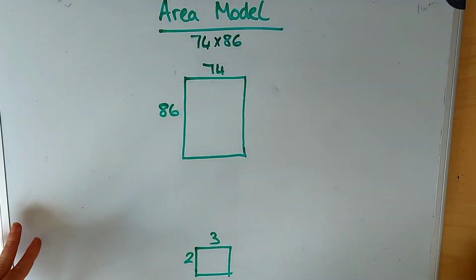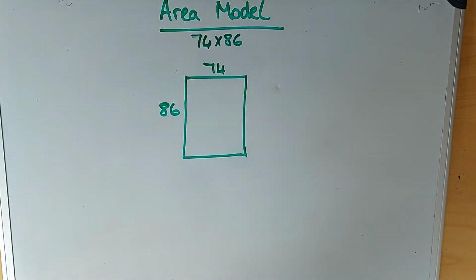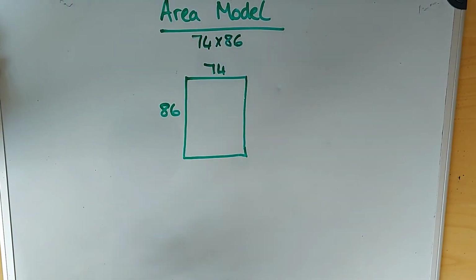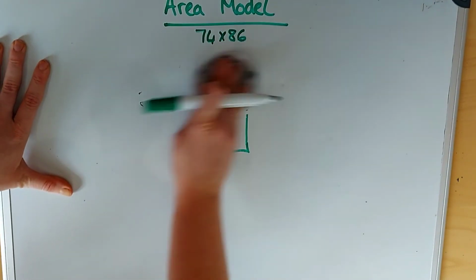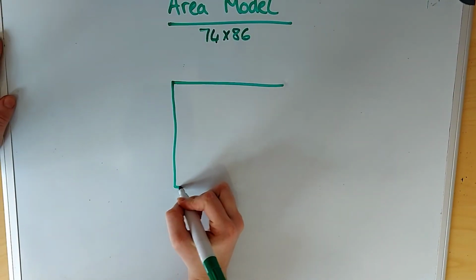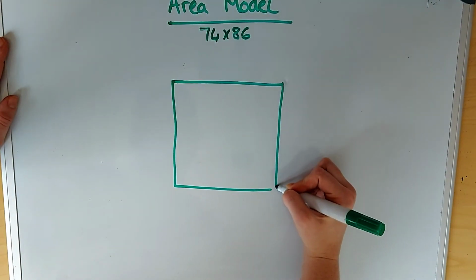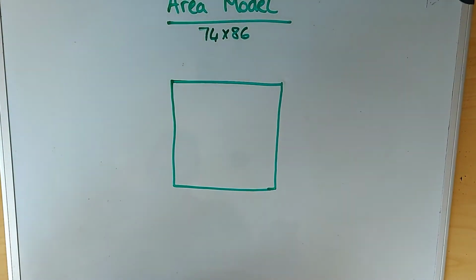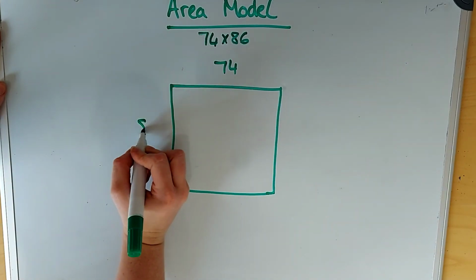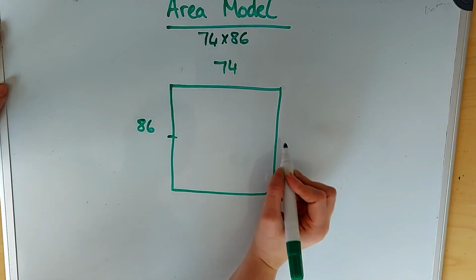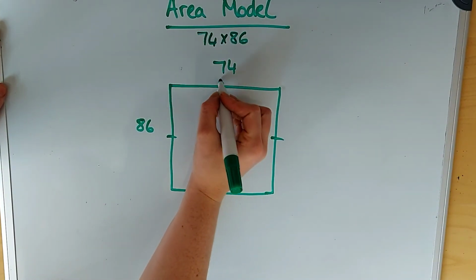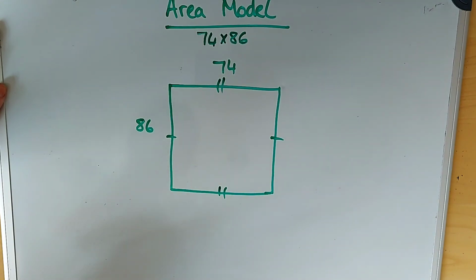So what we're going to do now is we're going to use the different methods that we've done in these deeper learning sessions and try to relate them to this area model. I'm going to make it slightly bigger so it's easier to see, because I'm going to try to do all of these methods on the same board at the same time. Okay, so we've got 74 along here, 86 along here, and we know with it being a rectangle, there's 86 there, but there's also 86 there, 74 here, there's also 74 along here.